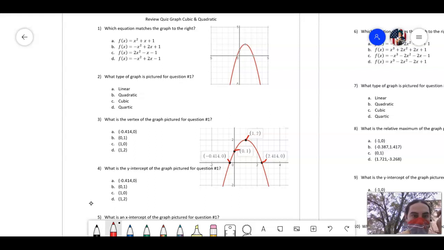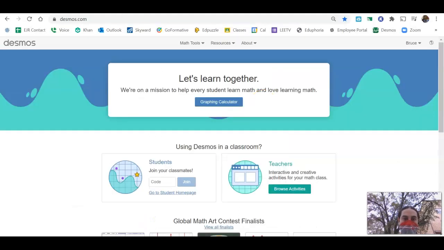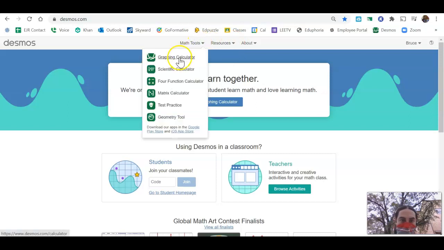Okay. Now, it says, which equation matches the graph to the right? If you remember from a couple weeks ago, I taught you how to graph on desmos.com. So check it out. We have this website right here. If you go to desmos.com, you have to click graphing calculator right there in the middle. It might be under math tools, graphing calculator as well.